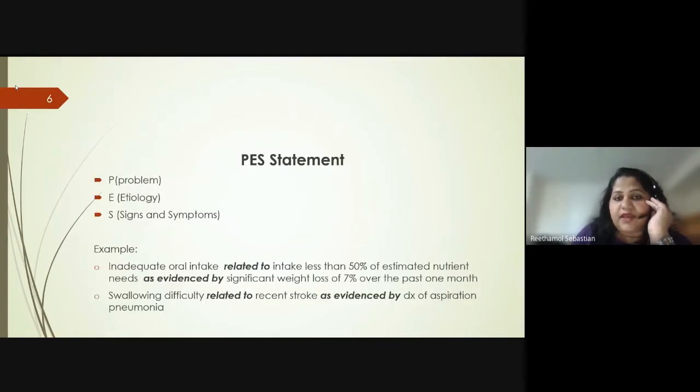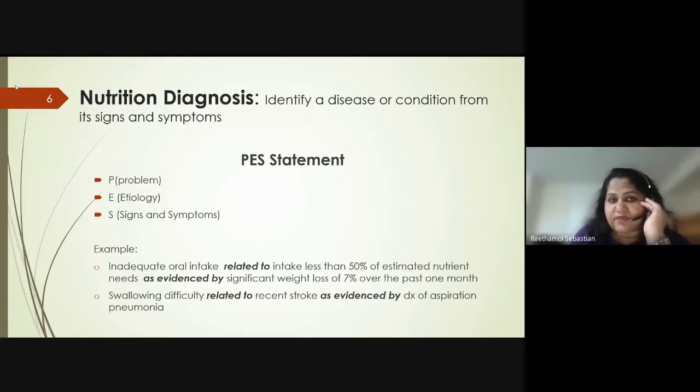And the next, when we finish the assessment, we'll go to the nutritional diagnosis. In this step, we are identifying a disease or condition from its signs and symptoms. Okay, I know it may be a little confusing. I can go into detail in the future slides. So for the nutritional diagnosis, we usually write it in a PES statement. PES means problem, etiology, signs and symptoms. I have given 2 examples of PES statements.